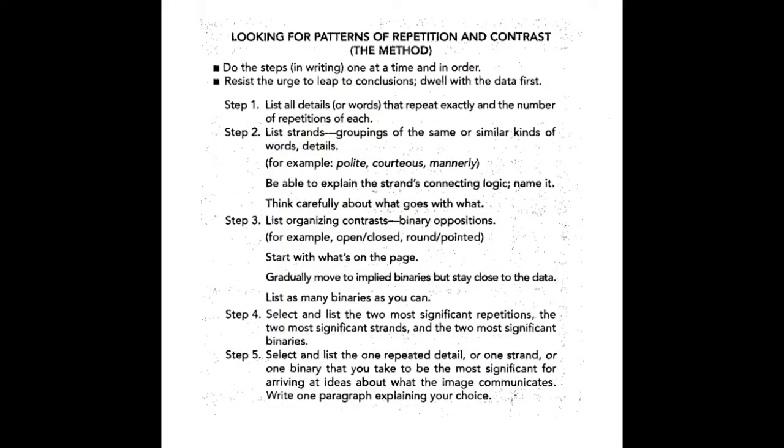And now steps 4 and 5 is going back and noticing, making observations about your observations. It's very meta. So noticing which ones of these seem the most significant, and therefore which ones you would maybe want to focus on in your writing. Step 5, select and list the 1 repeated detail or 1 strand or 1 binary that you take to be the most significant for arriving at ideas about what the image communicates.